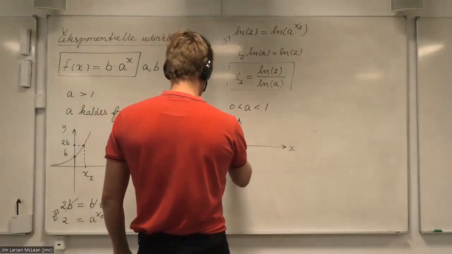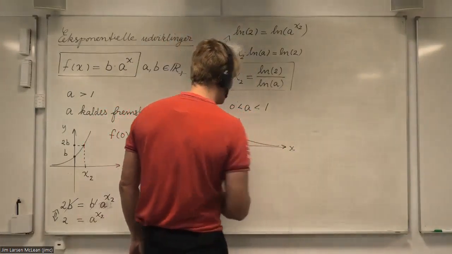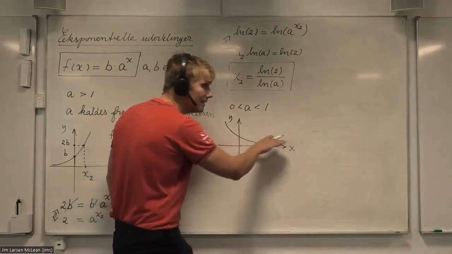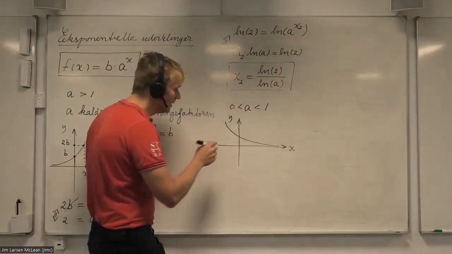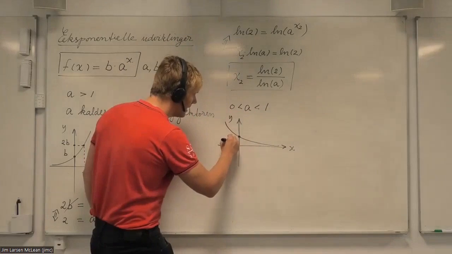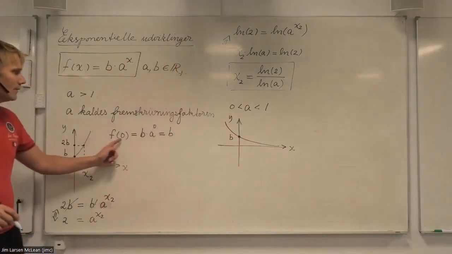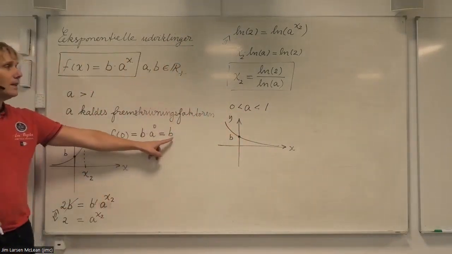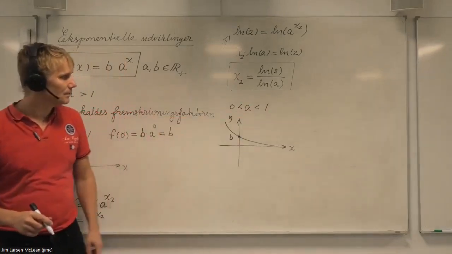And it would look something like this. And asymptotically, it approaches 0. It never touches the x-axis, but it gets very close. And the place where it hits the y-axis is still b, for the same reason as before, because f of 0 is still b, even though a is now between 0 and 1.